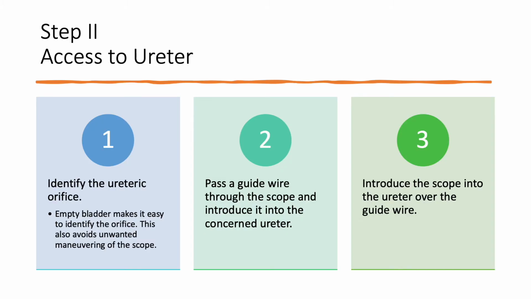Once you gain access to the bladder, the next step is to have access to the ureter. An empty bladder makes it easy to identify the orifice. This also avoids unwanted maneuvering of the scope in the bladder. Once you locate the ureteric orifice, pass a guide wire through the scope and introduce it into the concerned ureter. Then introduce a scope into the ureter over the guide wire.